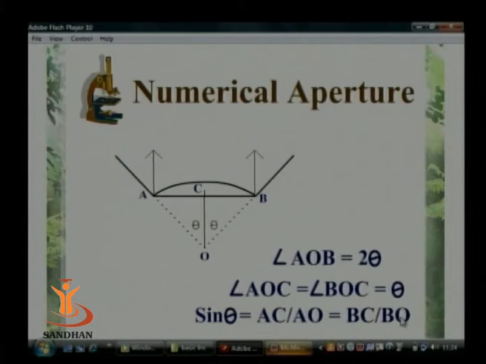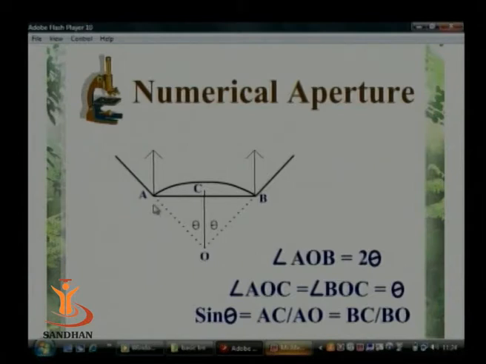You can see here, this is the objective, and this is the object, O. Now it is being illuminated from the bottom, and when the light rays are emerging across the object, you can see ray OA and ray OB are the rays which are considered to be the extreme rays. We call them the extreme rays because beyond OA no ray will be able to penetrate the objective, and beyond OB also no ray will be able to enter the objective.